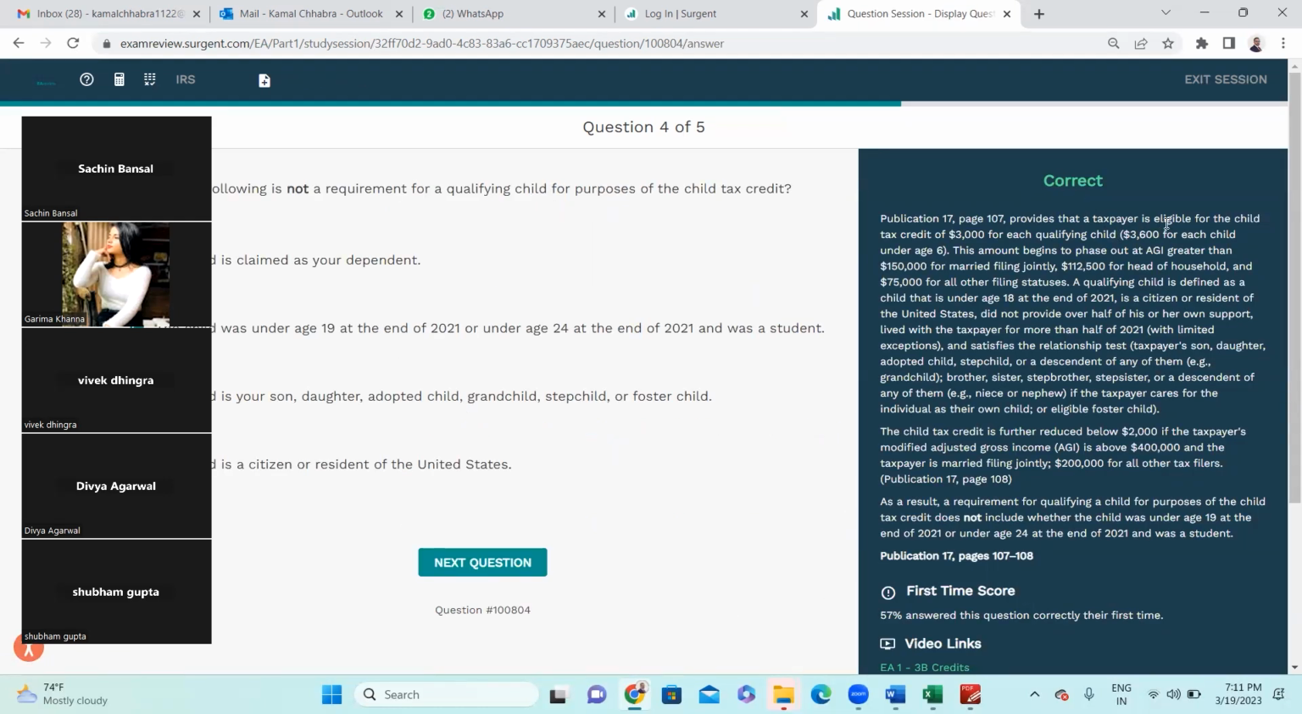So the taxpayer is eligible for the child tax credit of $3,000 for a qualifying child, and the amount begins to be phased out with the AGI. A qualifying child is defined as a child of age 18 at the end of 21. Sorry, here age is 19. So age is 18, that's also one point. And is a citizen or resident of US and did not provide over half of his or her support to the taxpayer.